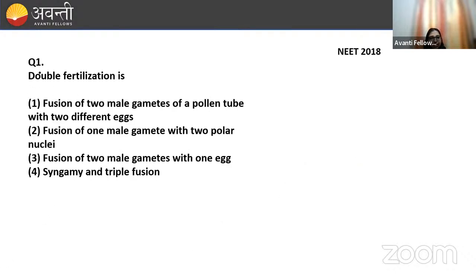Now let's discuss the questions. Question number 1 says, double fertilization is: option 1, fusion of two male gametes of a pollen tube with two different eggs. Option 2, fusion of one male gamete with two polar nuclei. Option 3, fusion of two male gametes with one egg. Fourth is syngamy and triple fusion. Quickly answer in the chat box what you think will be the correct option for this question. Very good, Ms. Gauri.